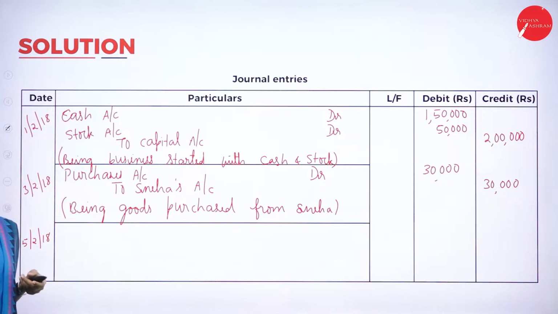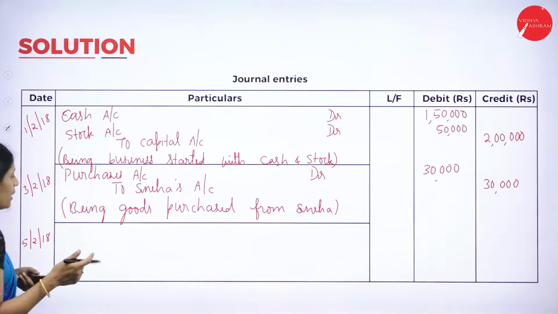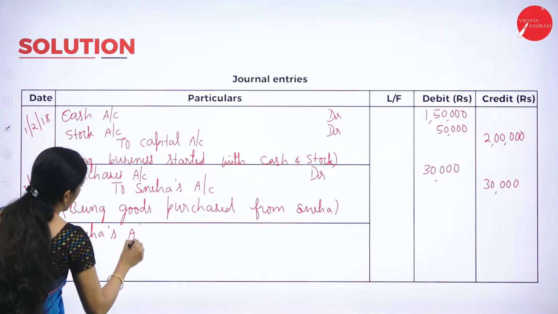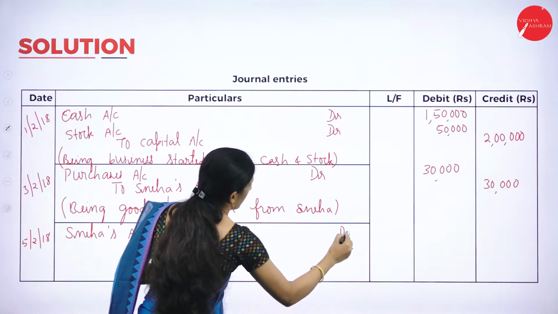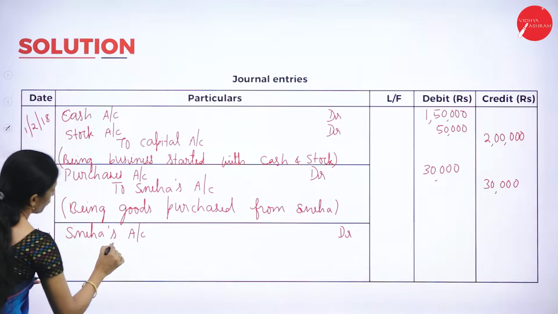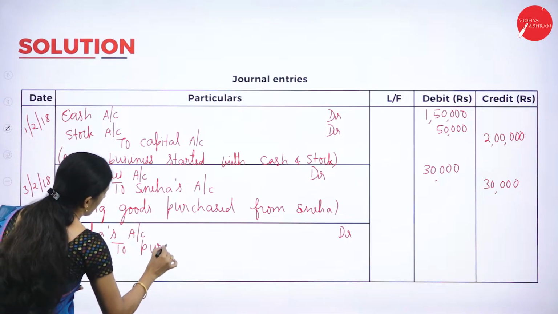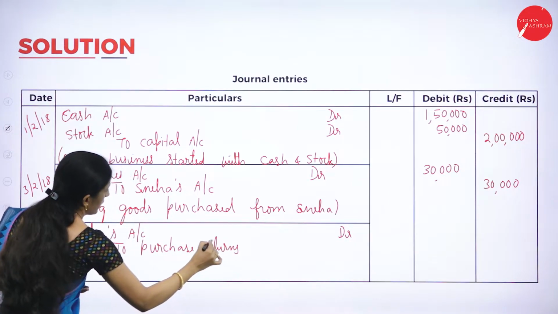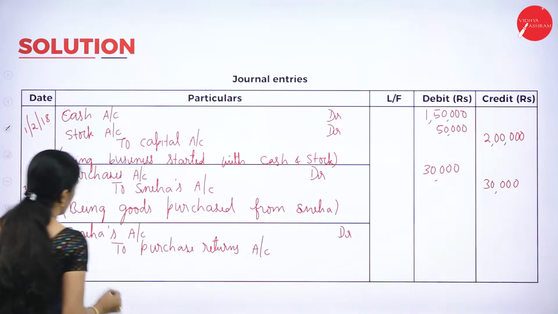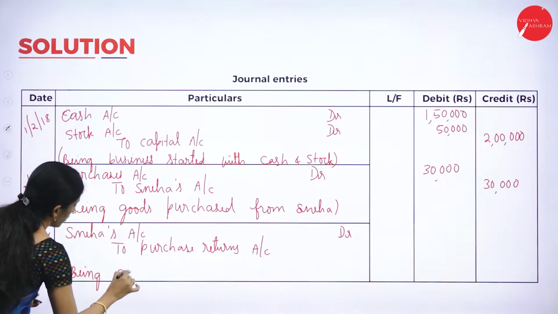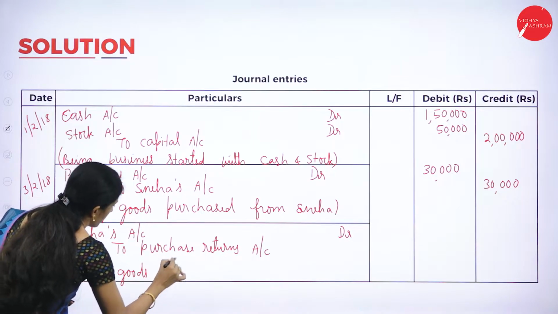So what is the date? 5/2/2018. So we are returning the goods to Sneha. So Sneha is receiving the goods. So your entry will be Sneha's account debit. And it's nothing but what? We have already purchased from her. Now we are returning it back. It means purchase return. So to purchase returns account. To purchase returns account. So what is the narration? Being goods returned to Sneha.